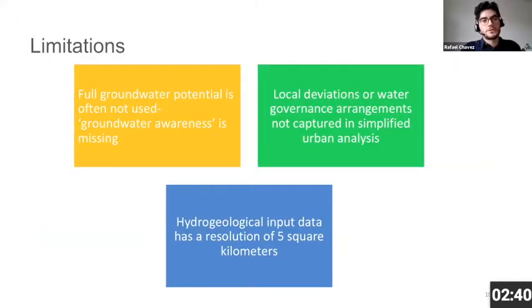Next slide. Speaking about the limitations of this study, given the available data and our approach, there were a lot of dynamics regarding self-supply use of groundwater that we didn't take into account. One of them is that full groundwater potential is often not used, so a groundwater awareness parameter could be missing. There are also local deviations or water governance arrangements that were not captured in this simplified urban analysis. And for the core of the study, the hydrogeological input had a resolution of 5 kilometers. That's quite large when we're talking about a city scale.